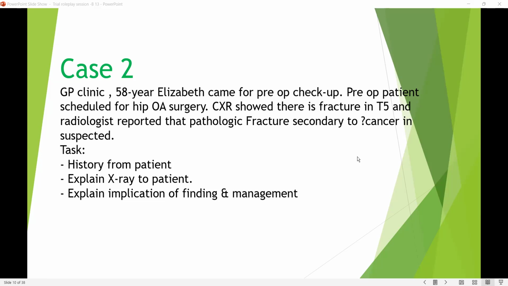You don't need to mention the surgery, or whether other surgery is going to be postponed or not. You just mention that we have done pre-operative investigation, and that pre-operative investigation showed pathological fracture, query cancer. So we need to do further investigation prior to that surgery. Okay.